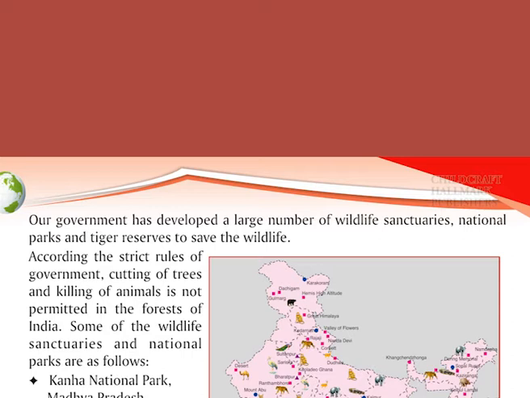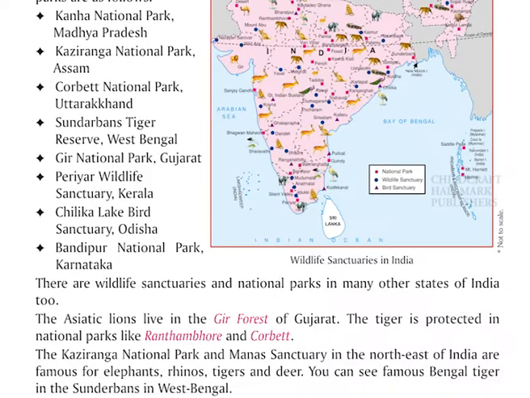According to the strict rules of government, cutting of trees and killing of animals is not permitted in the forests of India. Some of the wildlife sanctuaries and national parks are as follows: Kanha National Park, Madhya Pradesh; Kaziranga National Park, Assam; Corbett National Park, Uttarakhand; Sundarbans Tiger Reserve, West Bengal; Gir National Park, Gujarat; Periyar Wildlife Sanctuary, Kerala; Chilika Lake Bird Sanctuary, Odisha; Bandipur National Park, Karnataka.